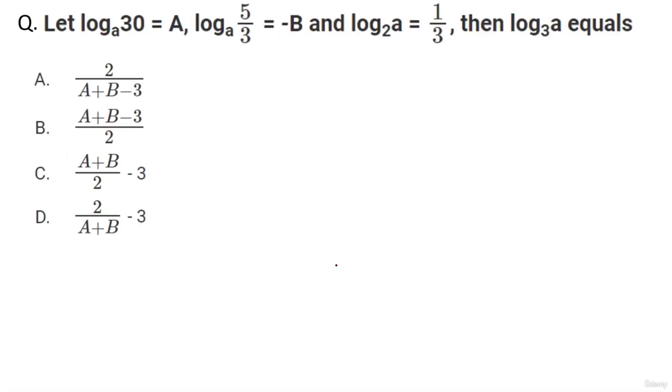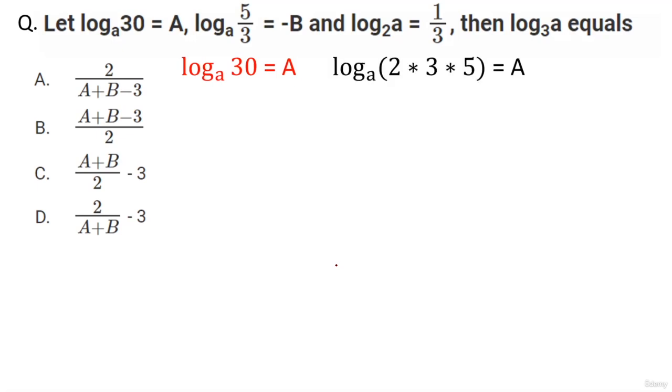Let log of 30 to the base a be equal to a. Log of 5 by 3 to the base a is equal to minus b, and log of a to the base 2 is 1 by 3. Then log of a to the base 3 equals what? All right. So we start by taking the first term, log of 30 to the base a is equal to a, because 30 we can write as 2 into 3 into 5.